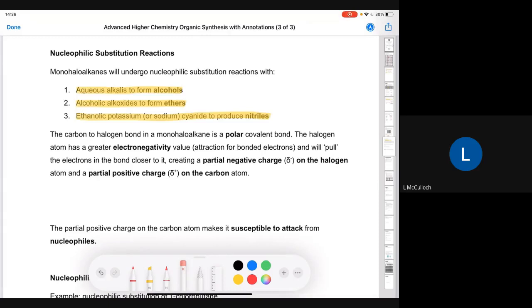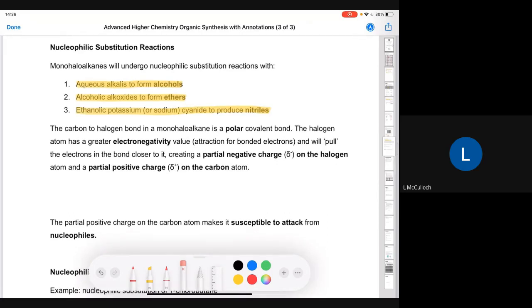different nucleophilic substitution reactions. So the carbon to halogen bond in a monohaloalkane is a polar covalent bond. The halogen atom has a greater electronegativity value, so a greater attraction for bonded electrons, and that will pull the electrons in the bond closer to it, creating a partial negative charge on the halogen atom and a partial positive charge on the carbon atom. So what that would look like is you would have your carbon to your halogen.